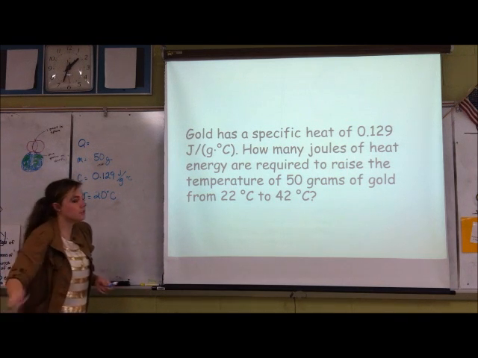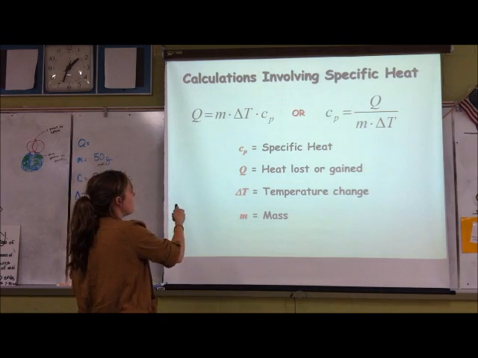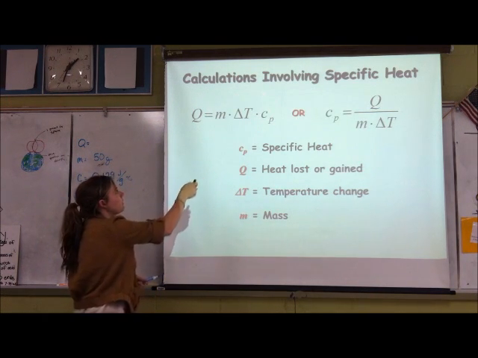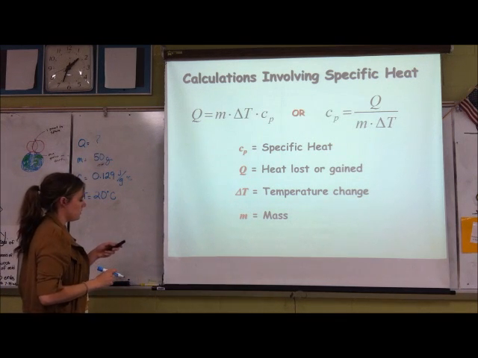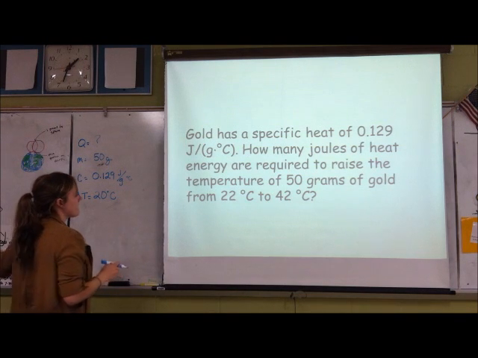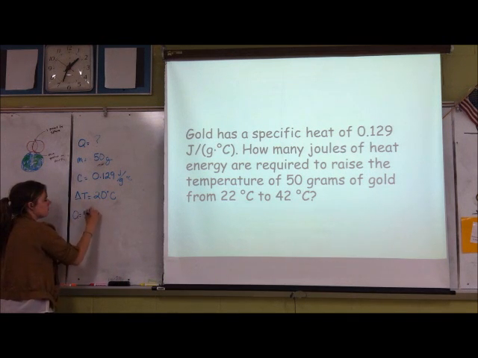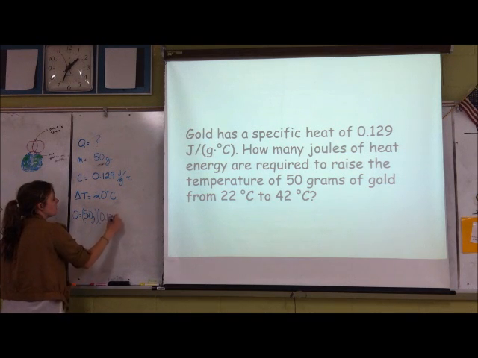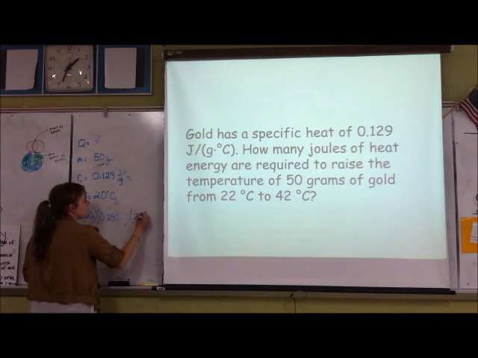Then we go back to the equation that we were given earlier. This is the equation we're going to want to solve, because our Q is unknown. So we set this up: Q equals M times C times delta T, 20 degrees Celsius.